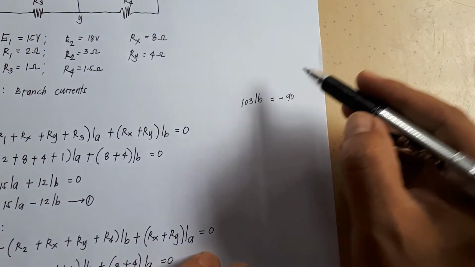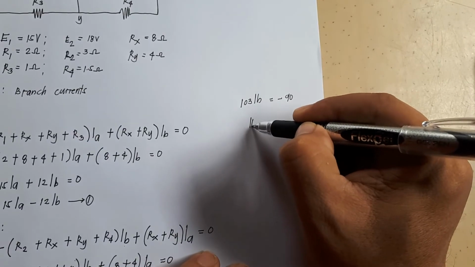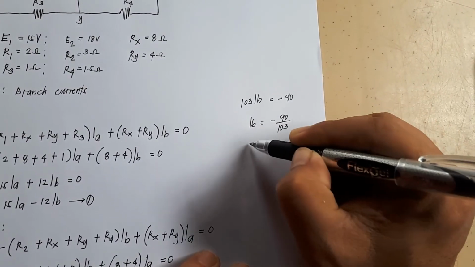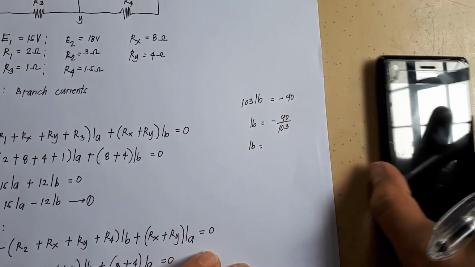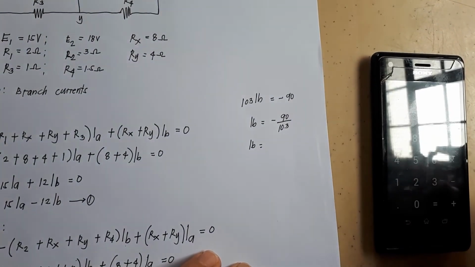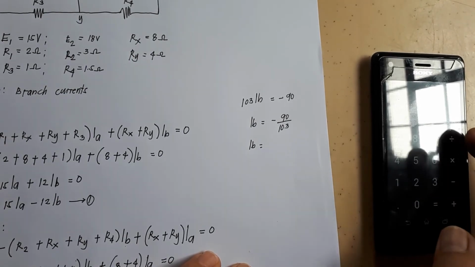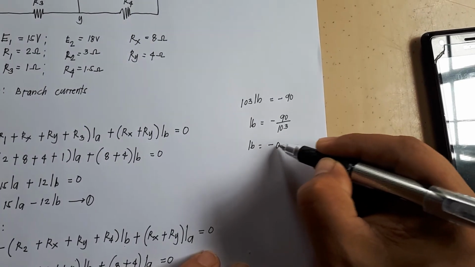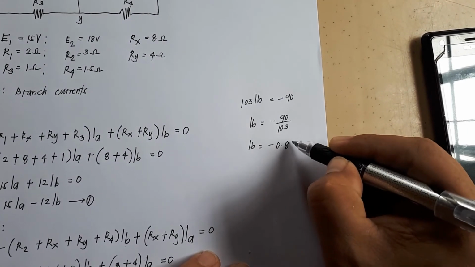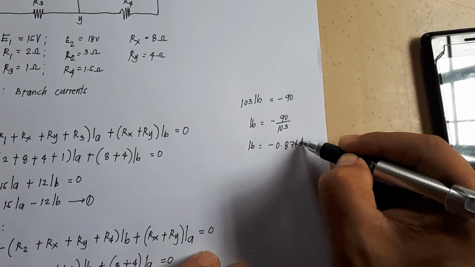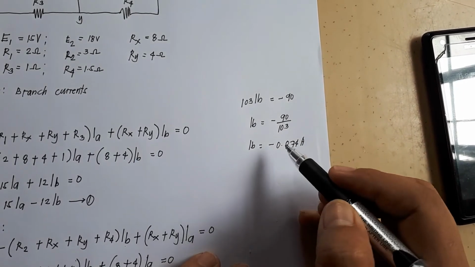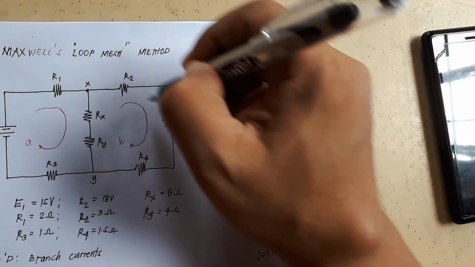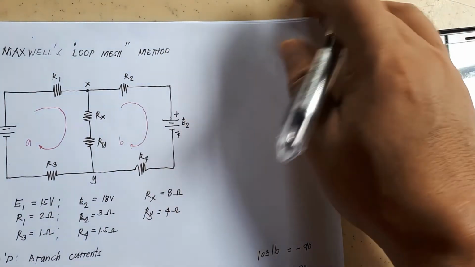So from this negative 90 now we can solve IB, which is negative 90 all over 103, to give us a value of IB equal to, let me check, 90 divided by 103 gives us a value of negative 0.874 amperes. So that is now IB, the loop current represented by here.